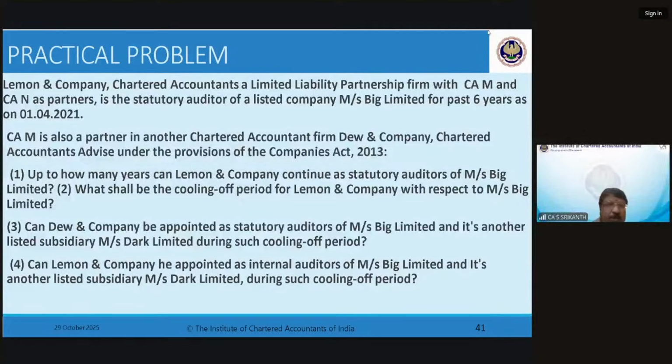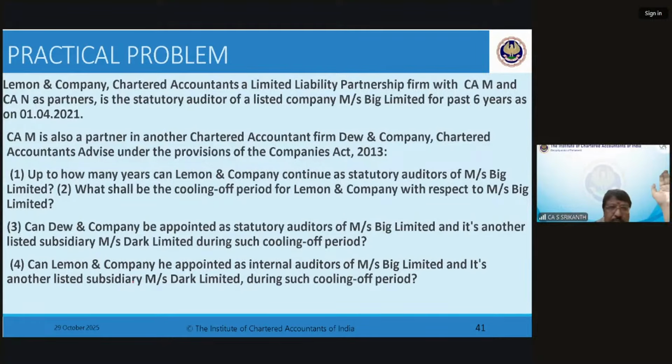We'll come to the next question, which is answered. What shall be the cooling off period? You also gave the correct answer. So 21, as on 1/4, at the 21 AGM they would have been appointed for the past 6 years. They would have been appointed in the 20 AGM, so they got another 5 years. So 21, 22, 23, 24, 4 years. So 24, 25 out. Correct.